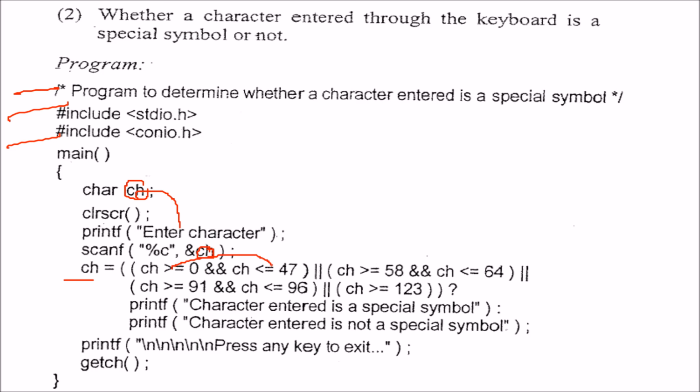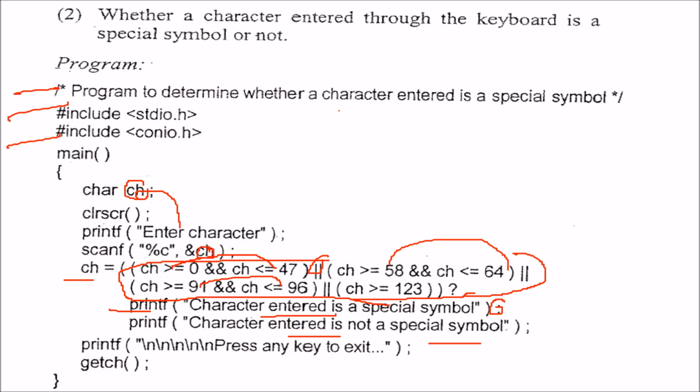If ch is between 47 or, this is or, 58 and 64, character is between 91 and 96, or it is greater than or equal to 123, we print this. Otherwise, after colon, we print this. If this condition is true, we say character entered is a special symbol. Otherwise, we say character entered is not a special symbol.